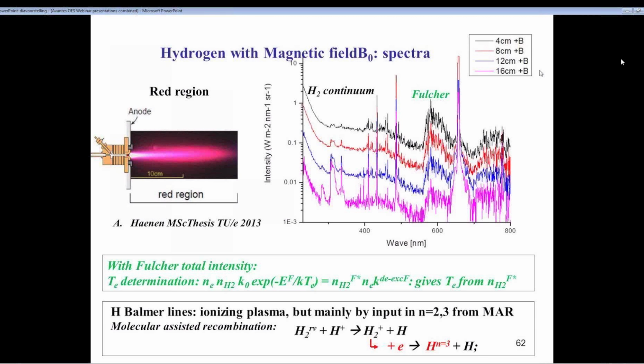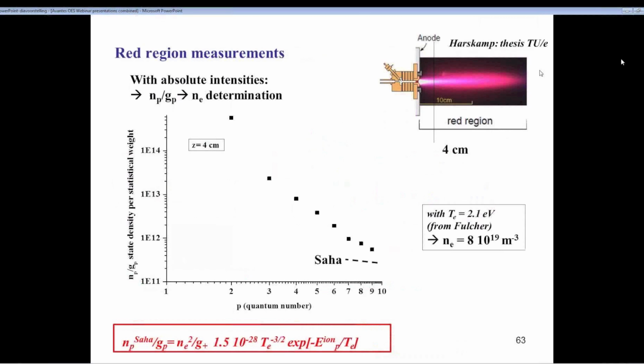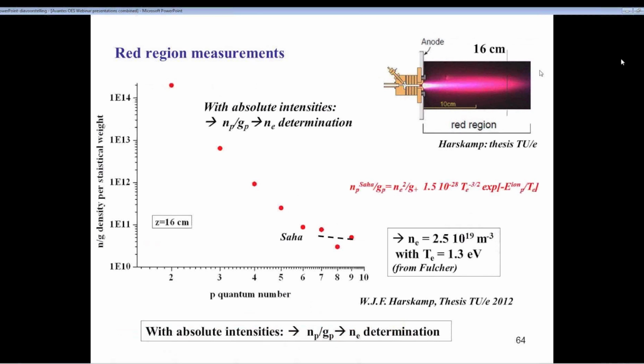Now if we have the electron temperature, then we can determine from the H-Balmer lines in ionizing plasmas, and at high lines we can measure the electron density from this approach. Here is a graph from the red part close to the source at 4 centimeter. We see that the low-lying line, n=2 in this case, is measured by absorption spectroscopy, and n=3 and higher by emission. You can see that the first levels are much higher than the Saha line, but at the higher levels they approach the Saha limit. If you take that limit to be the Saha limit, then you can calculate what the electron density is, assuming the electron temperature from the Fulcher measurement.